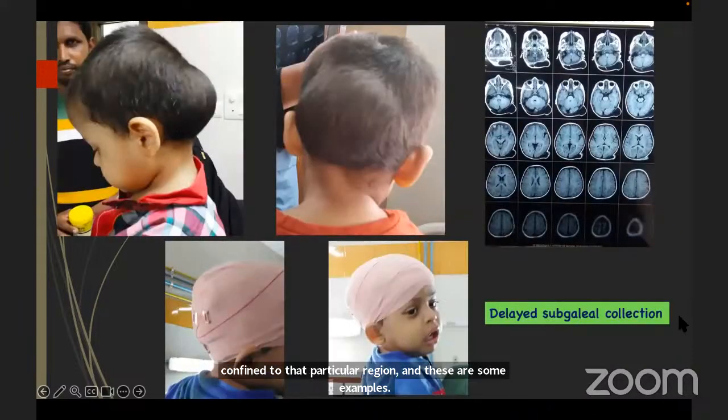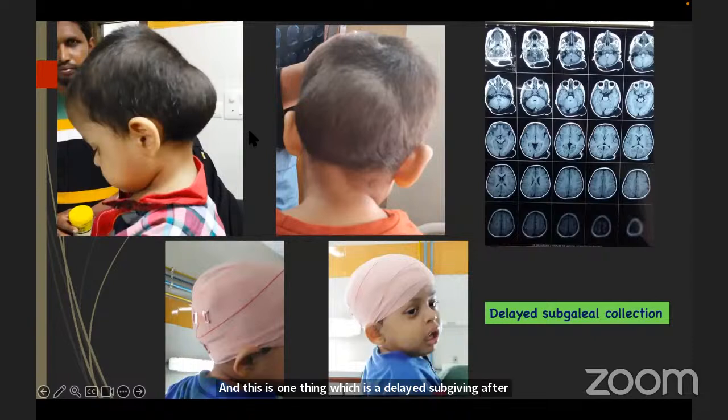And this is a delayed subgaleal collection after trauma, which can happen in children, and they resolve by themselves with just regular dressing and drainage. They are very rare, but sometimes you can see one or two cases, and you might not really find any good cause. It could be a trivial trauma, or this particular patient never had any history of trauma. He came to us for 3 months, and we tapped thrice with a needle in the dependent position and put a pressure bandage. After 3 months, it just resolved by itself.